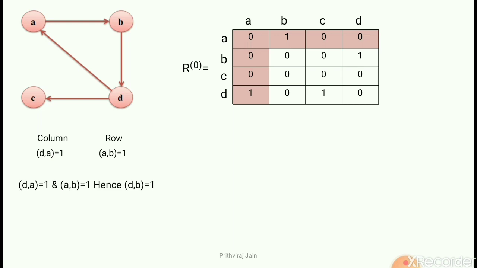Here d comma a is equal to 1 and a comma b is equal to 1, and hence d comma b is also equal to 1. That means if there is a path from d to a and a path from a to b, then there exists a path from d to b.